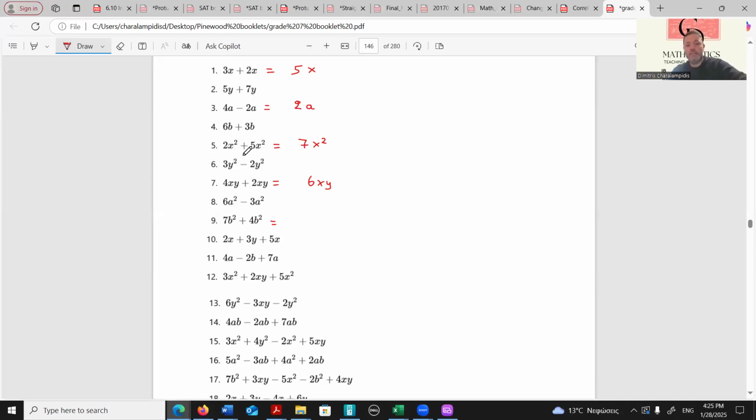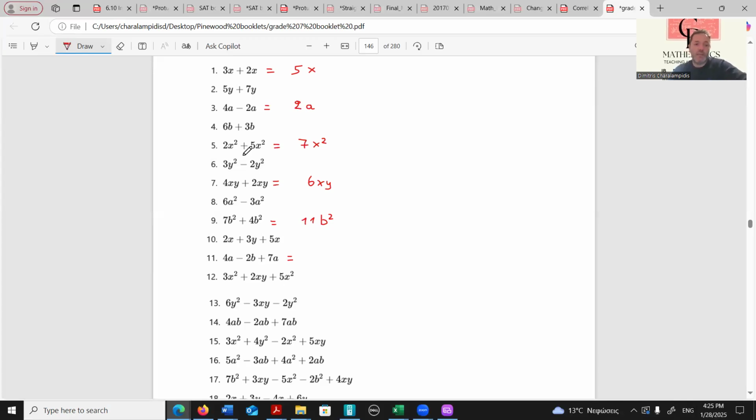In 9, 7b squared plus 4b squared. The common variable part is the b squared, so it should definitely be there. 7 plus 4, 11b squared. Let's go to 11. 4a minus 2b plus 7a.